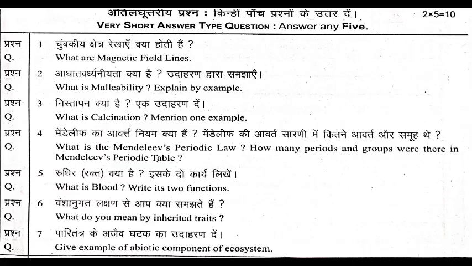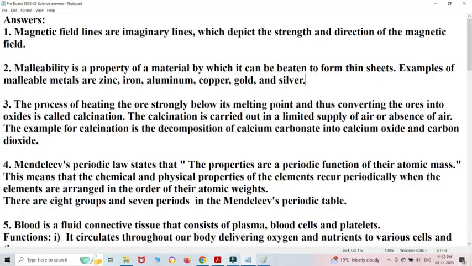3. What is calcination? Answer. The process of heating the ore strongly below its melting point and thus converting the ores into oxides is called calcination. The calcination is carried out in a limited supply of air or the absence of air. Example: decomposition of calcium carbonate into calcium oxide and carbon dioxide.